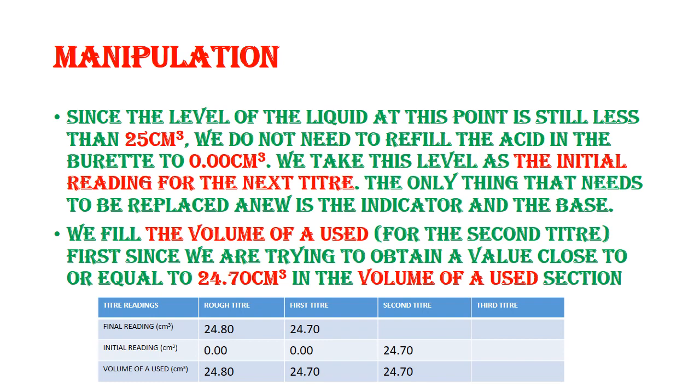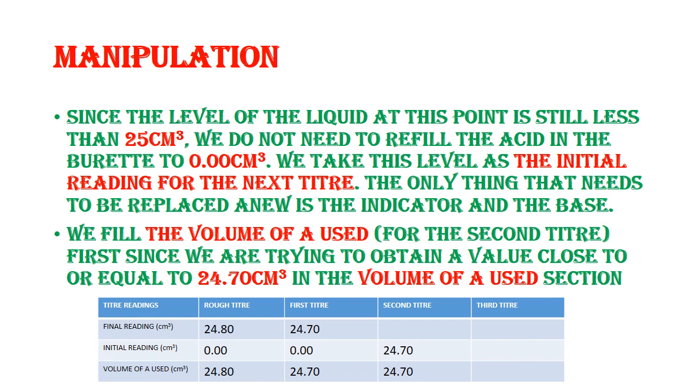Okay, first. Since we are trying to obtain a value close to or equal to 24.70 centimeter cube, you fill the average volume, the volume of A used, first. Okay, then your initial reading will be your final reading for your first Titer, of course, which is 24.70. So you're now going to look for what value you will put in the final reading. Okay, that's the final reading minus the initial reading that will give us 24.70. Okay, think about it, and then you move to the next.